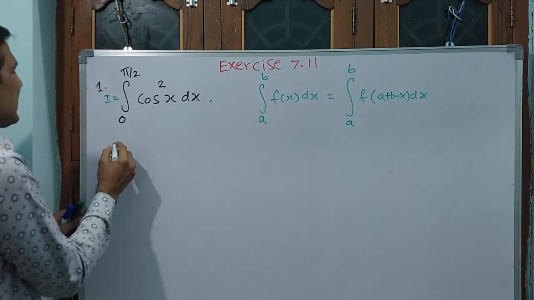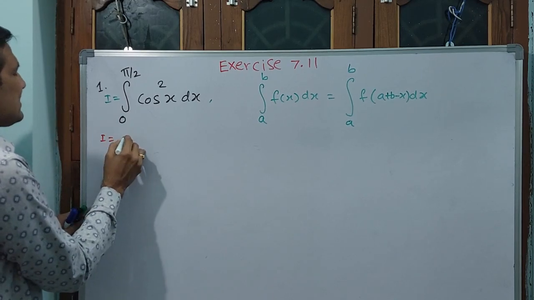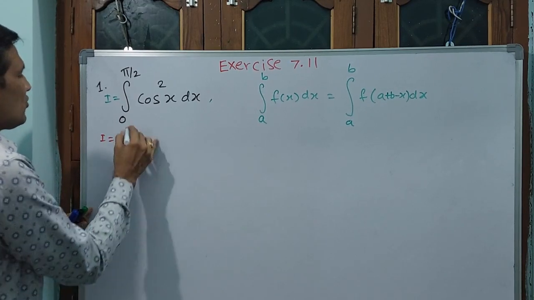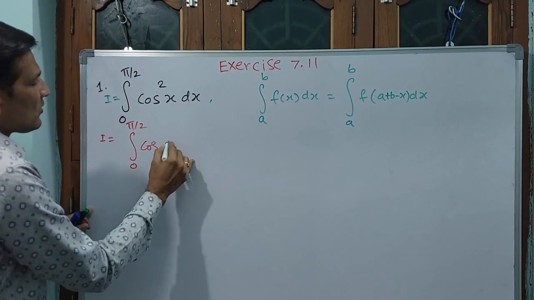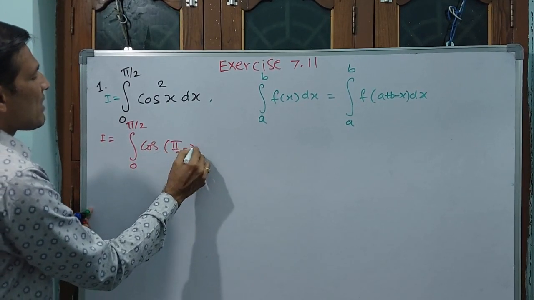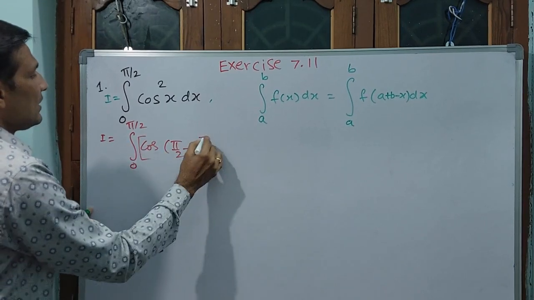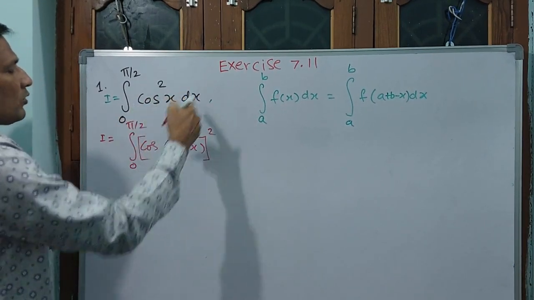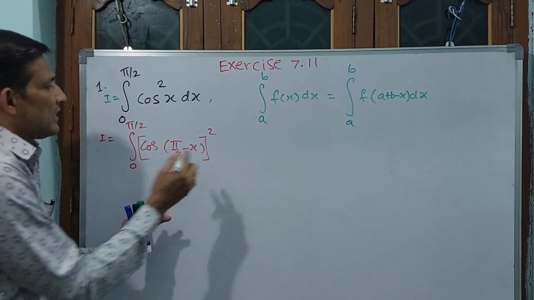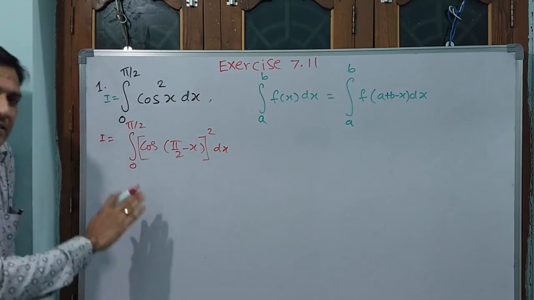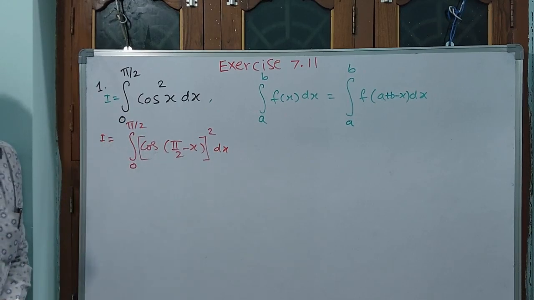As per this formula, shall I write I is equal like this? Integral 0 to pi by 2 only. But in place of x I am writing pi by 2 minus x, the whole squared. Why? Because the square is of the whole. Now I am not keeping the square here, here only I am keeping. First of all, is this correct or not? You tell me. Correct only.